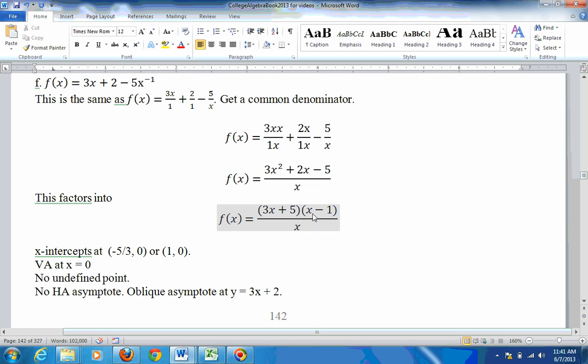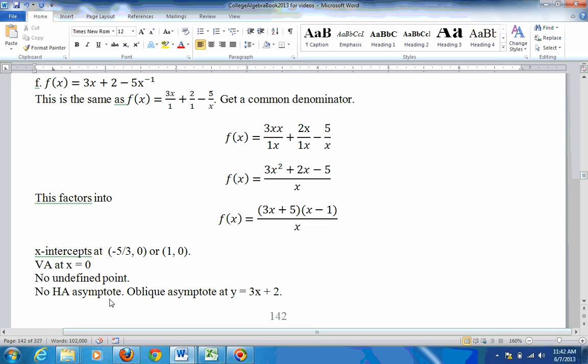Nothing cancels out, so there's no undefined point. Just set the numerator equal to 0. That's where the 3x plus 5 equals 0, so you'll get negative 5/3 from this one, and you'll get 1 from this one. So those are your two x-intercepts. Vertical asymptotes are where the denominator equals 0, so that's at x equals 0. No undefined point.